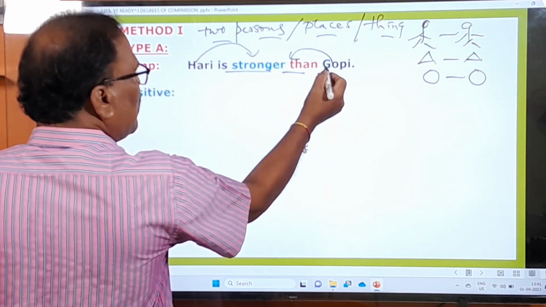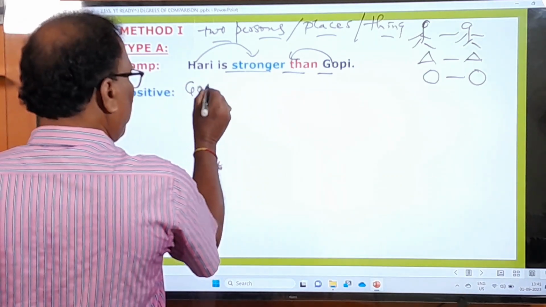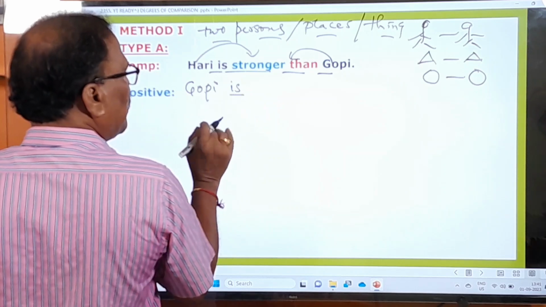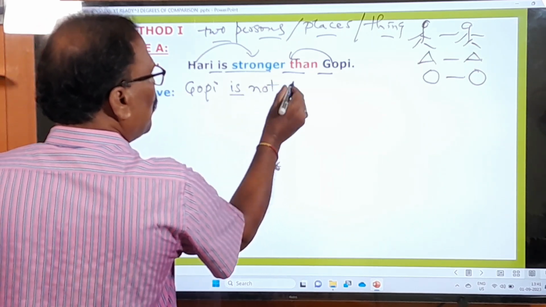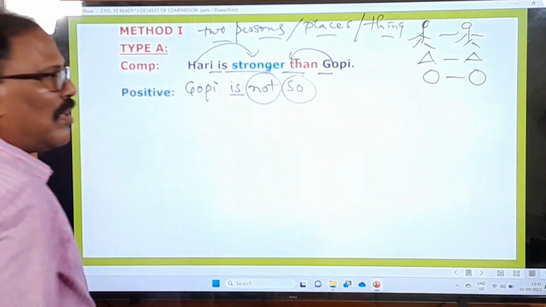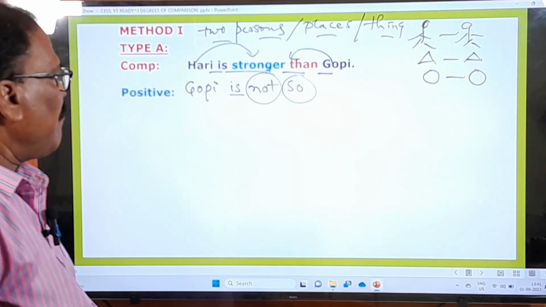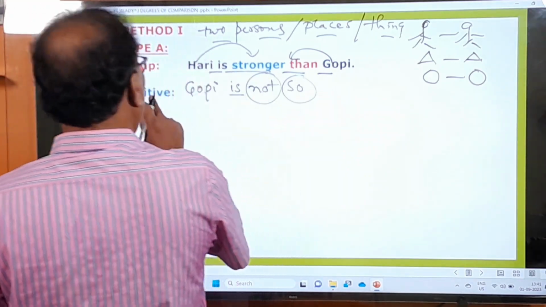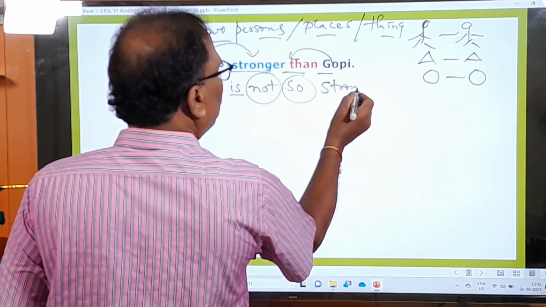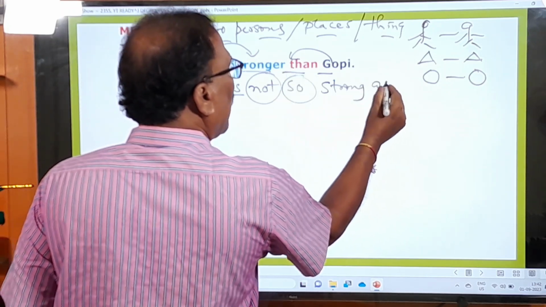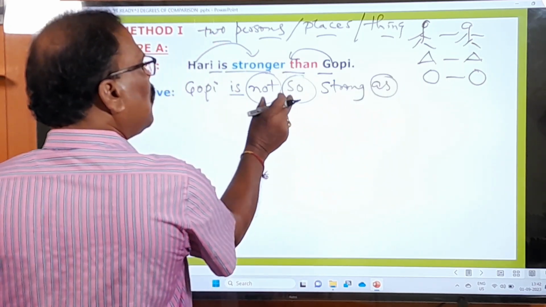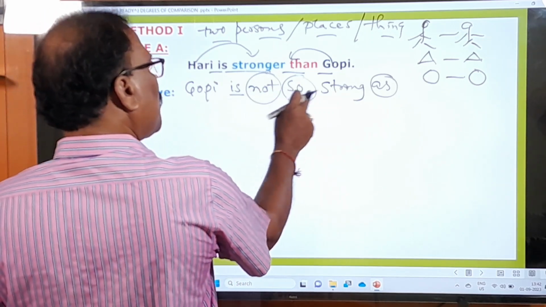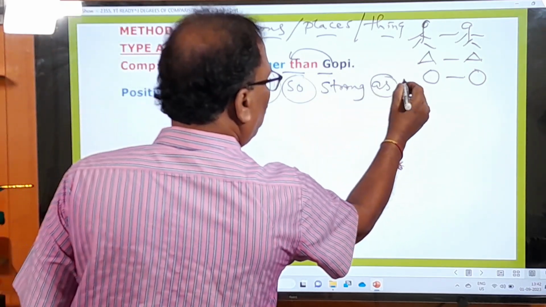You bring the person being compared with to the front position. Then you have to use the helping verb as it is. Then you have to use not so on your own. Stronger is turned into positive because it's the positive degree, so you have to say strong. Instead of than, we have to use as. These 2 words are used on your own. Gopi is not so strong as. This Hari is brought to the back position. Hari.